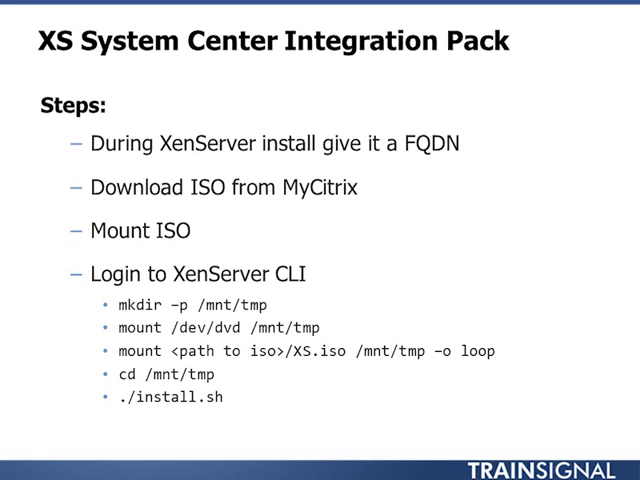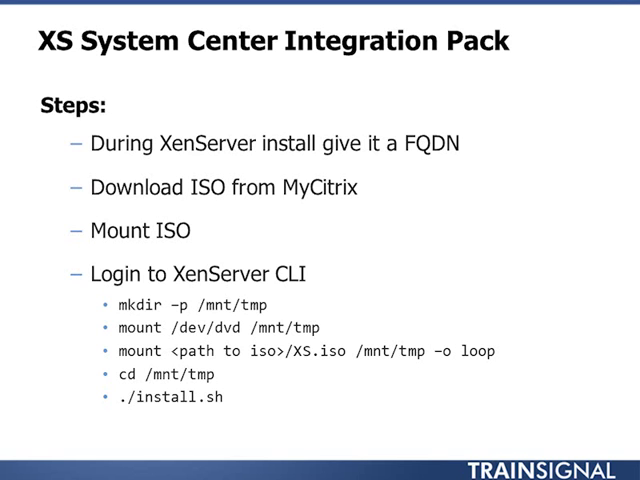Download the ISO from My Citrix that we just talked about, the System Center integration pack for Zen server. Download that and mount the ISO. Depending on what you're using, whether VMware Workstation or ESX or whatever you're using to create Zen server, or maybe you're just using a physical server, in that case just put your CD in the CD-ROM, or use whatever method you need to mount your ISO. Log into the console of your Zen server.